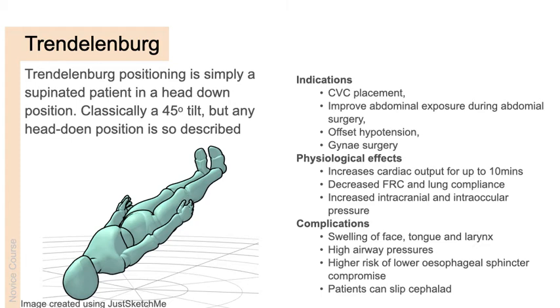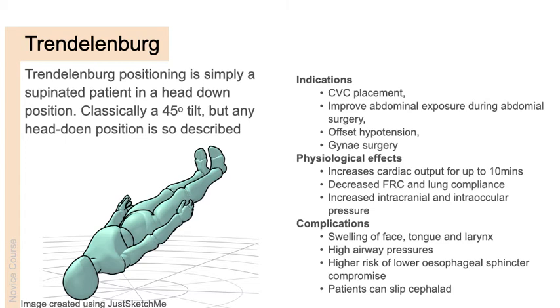There's a decreased functional residual capacity and lung compliance. This is clear because the abdominal contents are now pressing up on that diaphragm and really affecting how the lungs can expand. There will be increased intracranial and intraocular pressure. So that's particularly important when you have patients with, for example, benign intracranial hypertension, or if you've had patients who have had a head injury.